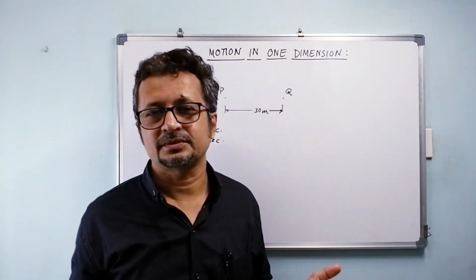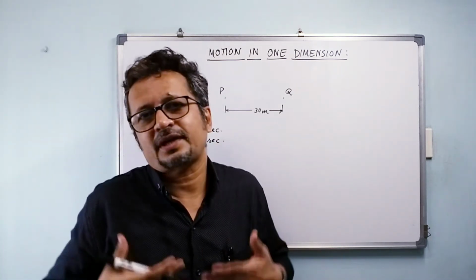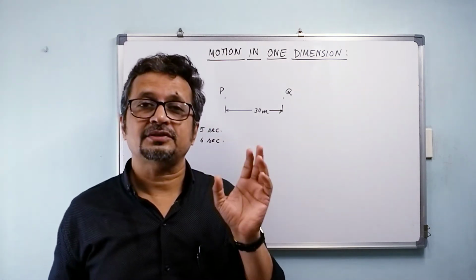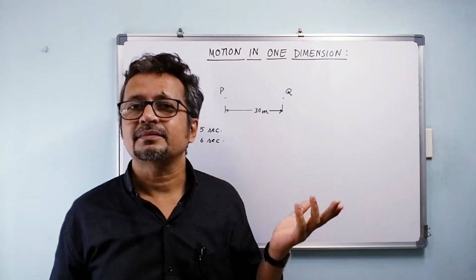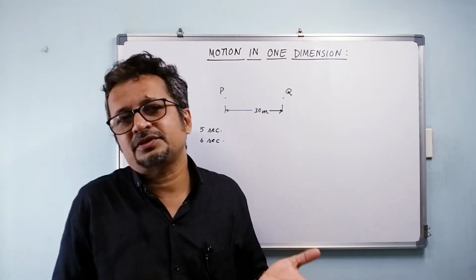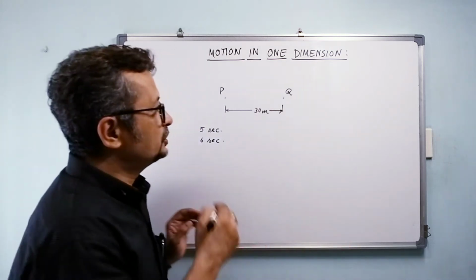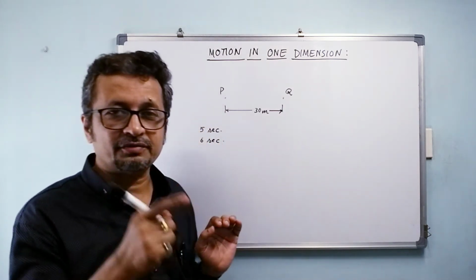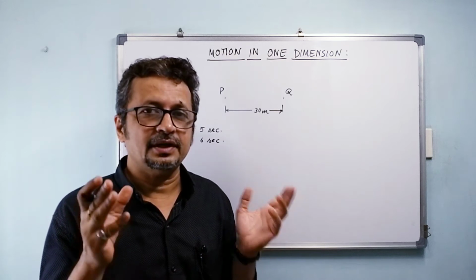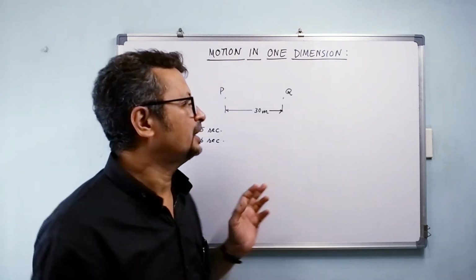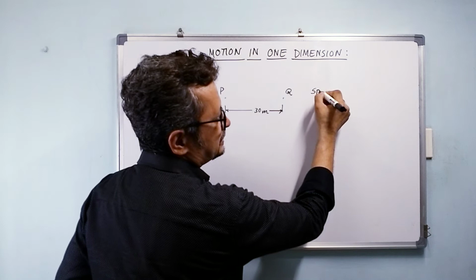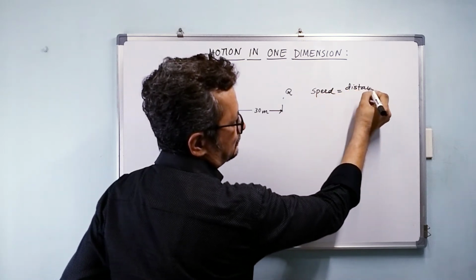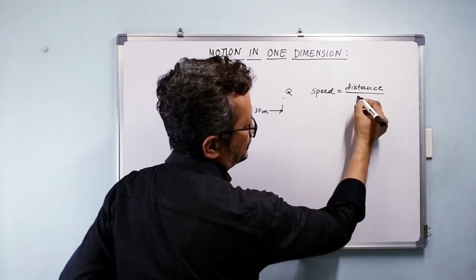What does it mean? Who has got greater speed? Of course I have greater speed because I covered the same distance in less time, and he has covered the same distance in a little more time. So this ratio of distance with the time taken is called speed. So I would define speed as distance upon time.